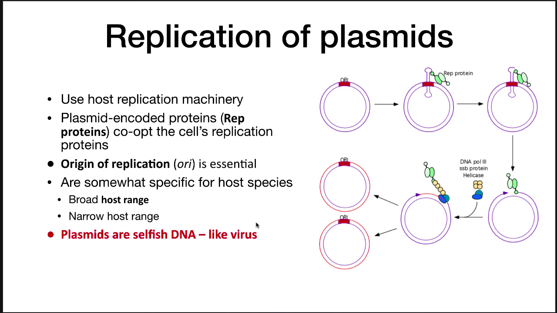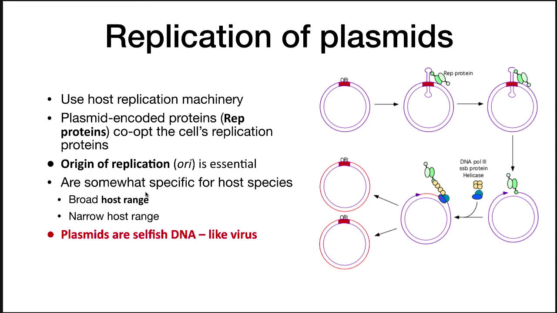As I talked about for the replication of plasmids, they'll use the host replication machinery. One example of how this is done is here's the origin of replication. A rep protein will bind. This will cause the replication machinery to come in, DNA polymerase, single-stranded binding proteins, helicase, etc. All that comes in, and then it makes a copy of the plasmid. The origin of replication is essential to this process.